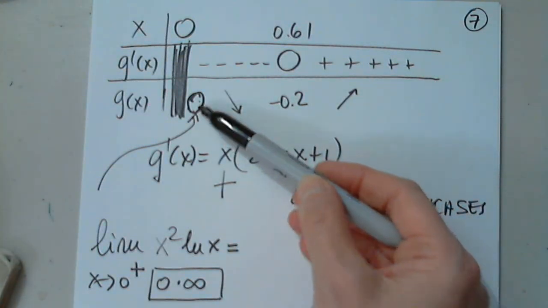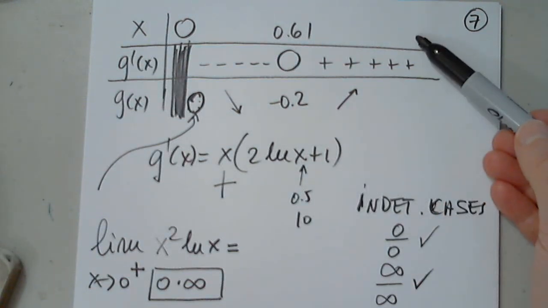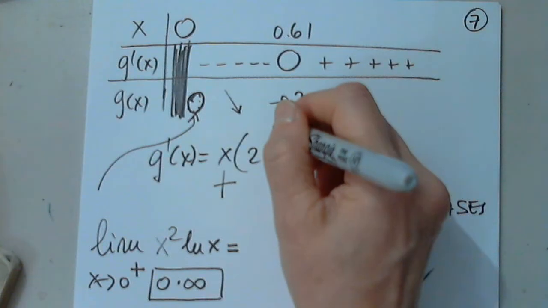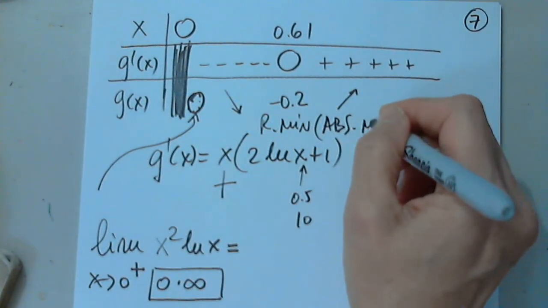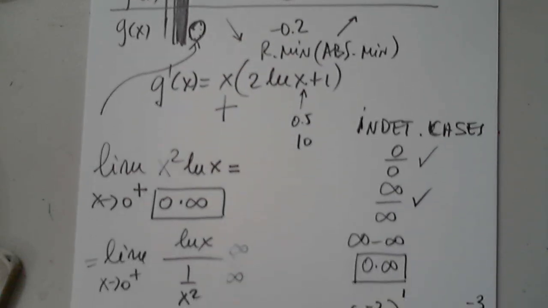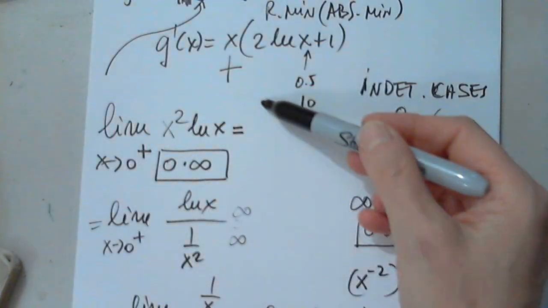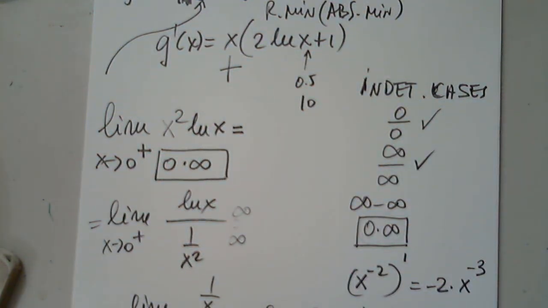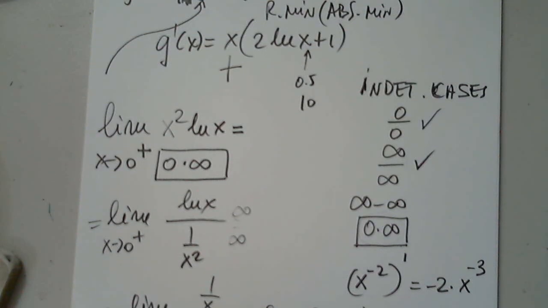So now it all makes sense. From approaching 0, down to negative 0.2, then up. So this is indeed the relative min and an absolute min. I didn't mean to choose a function with an absolute min, but it just happened. You can skip this piece because we're going to get to it in section 4.4, 4.5. So we are going to continue and have all the 7 indeterminate cases listed.